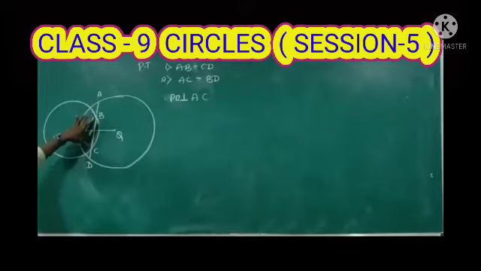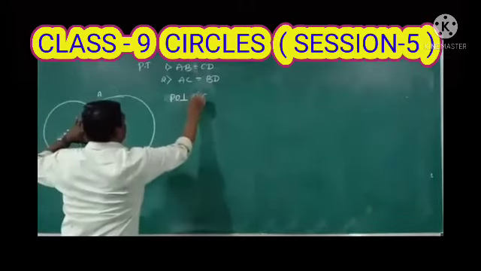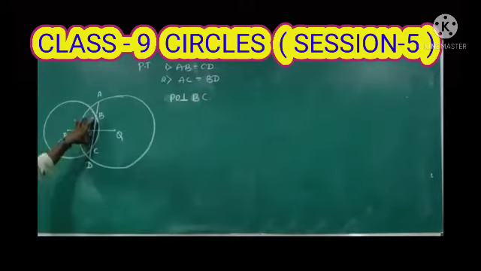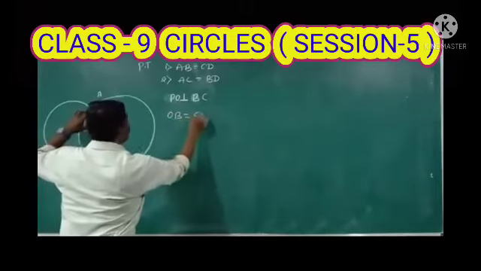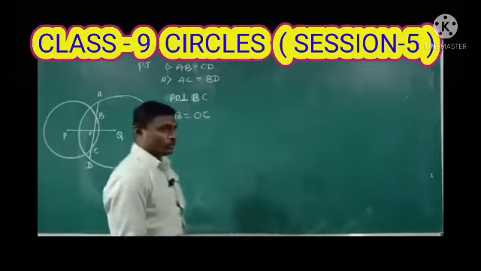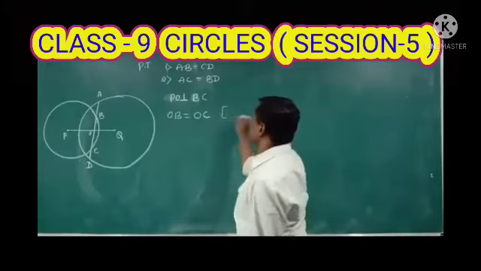If PO is perpendicular to the chord BC, right? If PO is perpendicular to BC, the line drawn from the center of the circle to the chord will bisect the chord into two equal parts. So what are the two equal parts here? OB is equal to OC. So what you have to write as the reason?